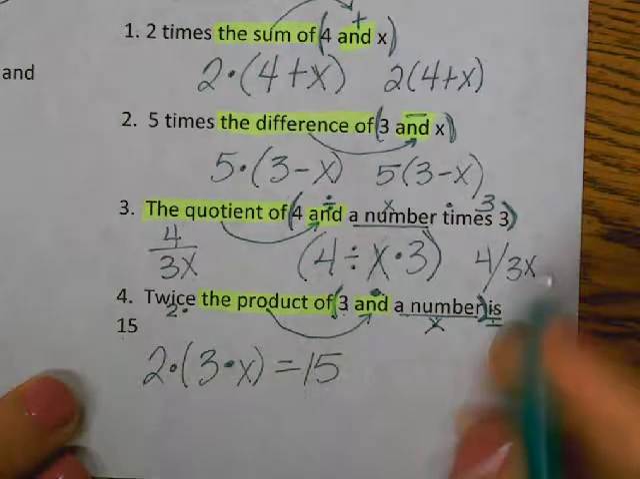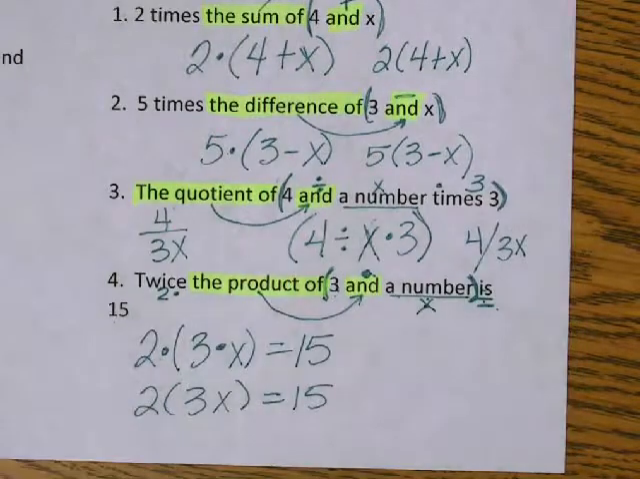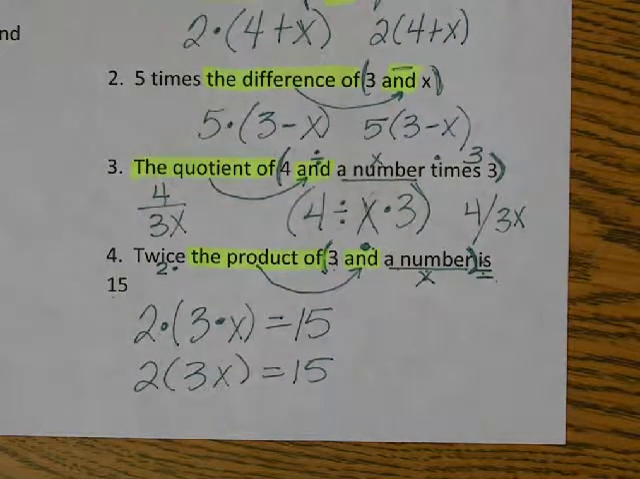Now, normally we don't write the dots, so it might just say 2 times 3x like this. That's probably how you would see it if it were multiple choice.